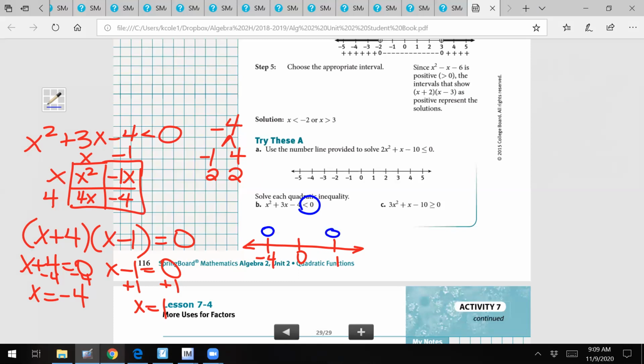How do you figure out which way to shade? Test 0. Okay, so go to your original problem. You plug in 0. 0 squared, 3 times 0 minus 4 is less than 0. What happens to the whole first part of your equation? So you're left with -4 is less than 0. Is that true or false? It's true. So where do we shade? In the middle.